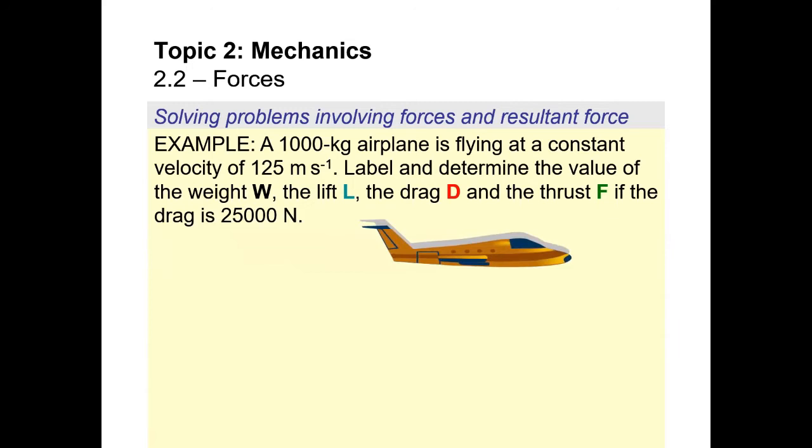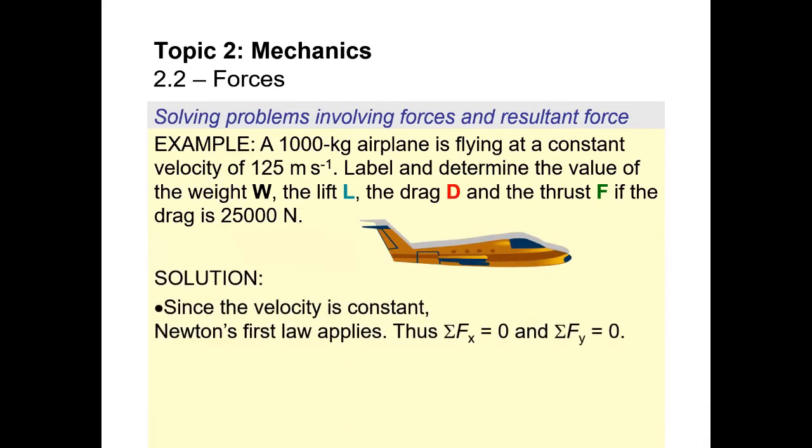A 1,000 kilogram aeroplane is flying at a constant velocity of 125 meters per second. Label and determine the values of the weight, the lift, the drag, and the thrust if the drag is 25,000 Newton. Since the velocity is constant, Newton's first law applies. The resultant force in x component equals 0, and the resultant force in y component equals 0. W equals mg, and mass is 1,000, and for g, let us use 10. That gives us 10,000 Newton downward.